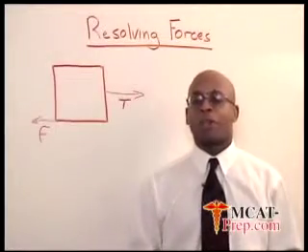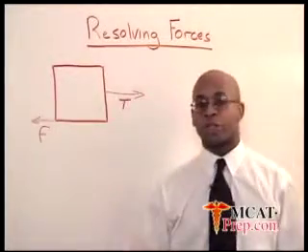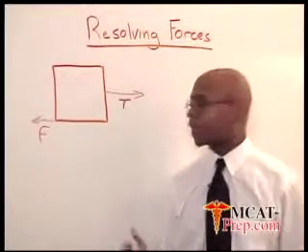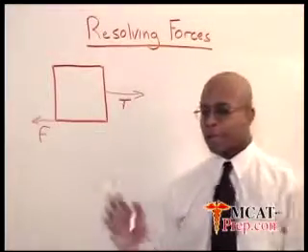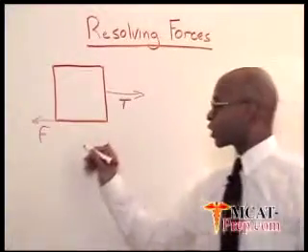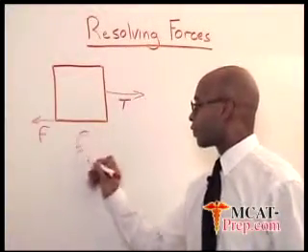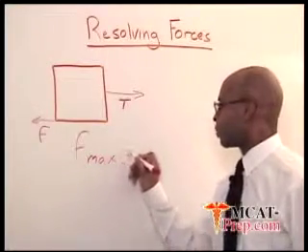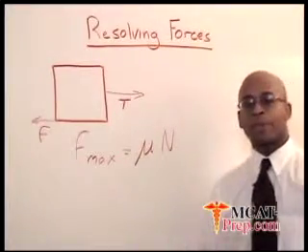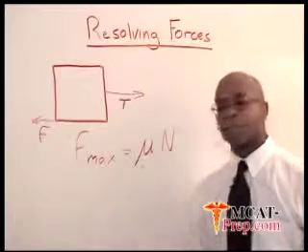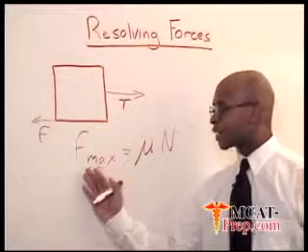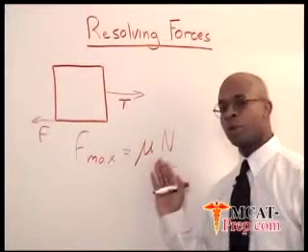So let's talk about the force of friction. To begin with, the force of friction always acts opposite to the direction of motion, as you can clearly see here. Can we calculate the force of friction? Indeed we can. And the force of friction is given by F max equals mu N, where N is the normal force and mu is the coefficient of friction. So the maximal frictional force is given by mu N.